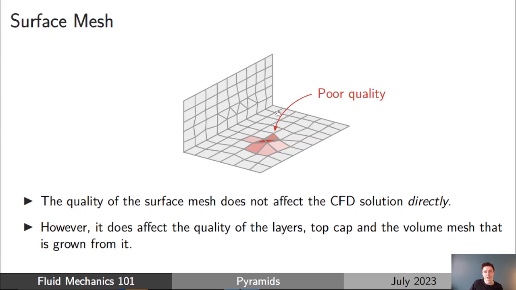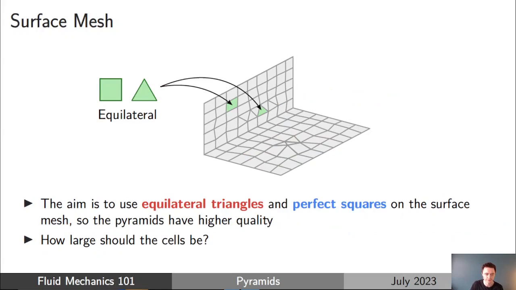If you're generating some poor quality layers, for example, or pyramids above the layers, then a good idea is to also have a quick look at your surface mesh. Is your surface mesh really bunched together, or have you got some skewed cells on the surface? Because that can tell you why the unstructured mesh generator is then generating those poor quality cells.